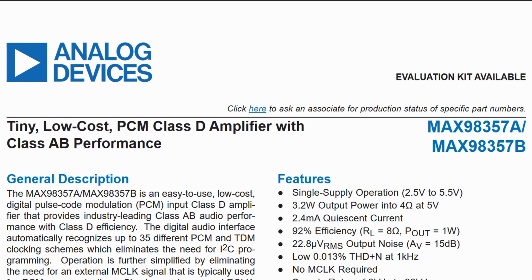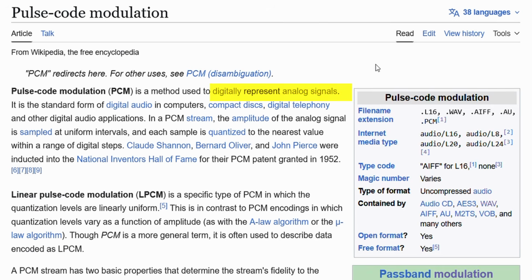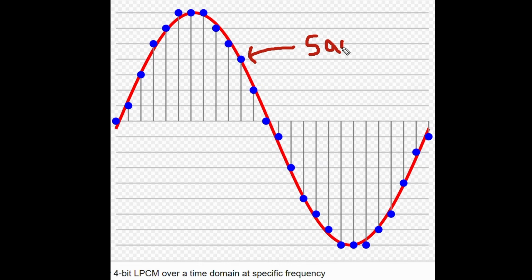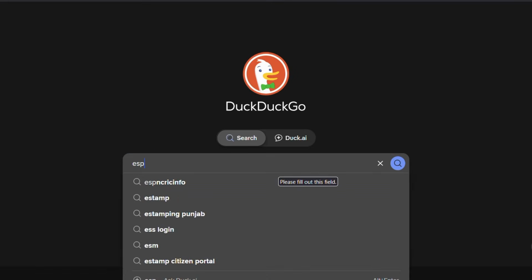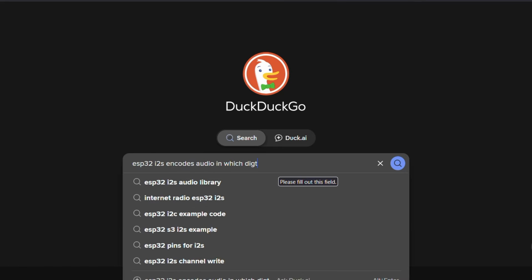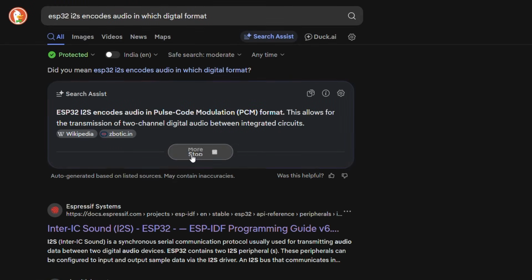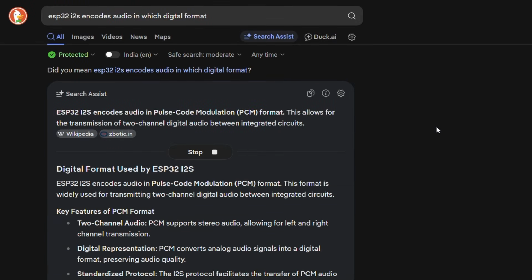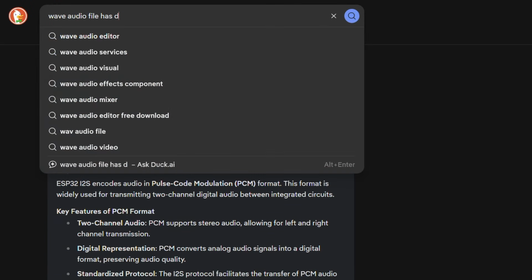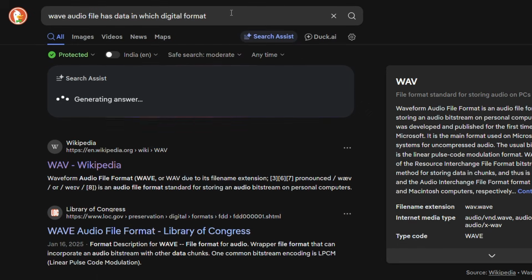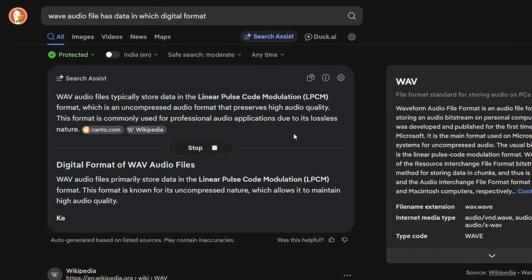This chip supports PCM encoded audio input, which is simply a way of representing analog audio as digital samples. Now the good part is, this format is already supported by the ESP32's I2S peripheral, and even WAV audio files store their audio data in PCM format, so we don't need any special conversion.